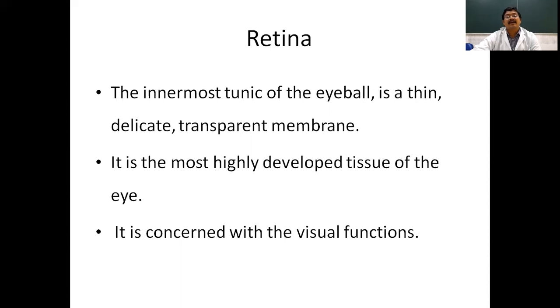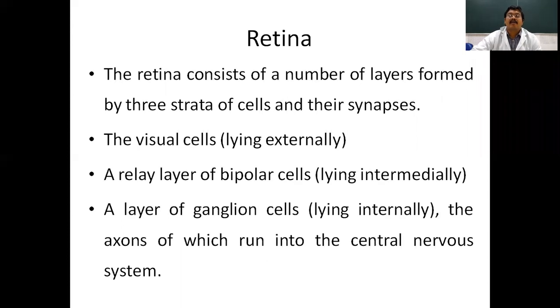The next layer, the most important layer of the eye, is the retina. It is the innermost tunica of the eye. It is a thin, delicate, transparent membrane and a highly developed tissue of the eye. It is concerned with visual function and decoding the optical image into retinal neural coding. The retina contains 10 layers.